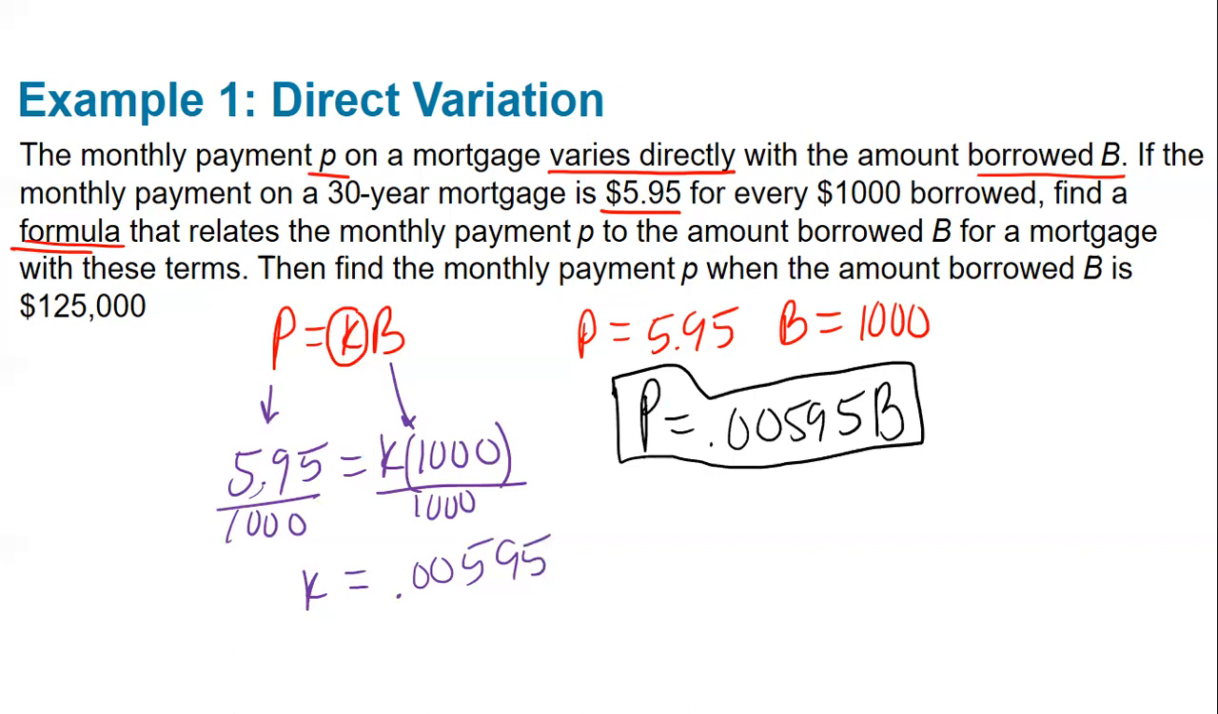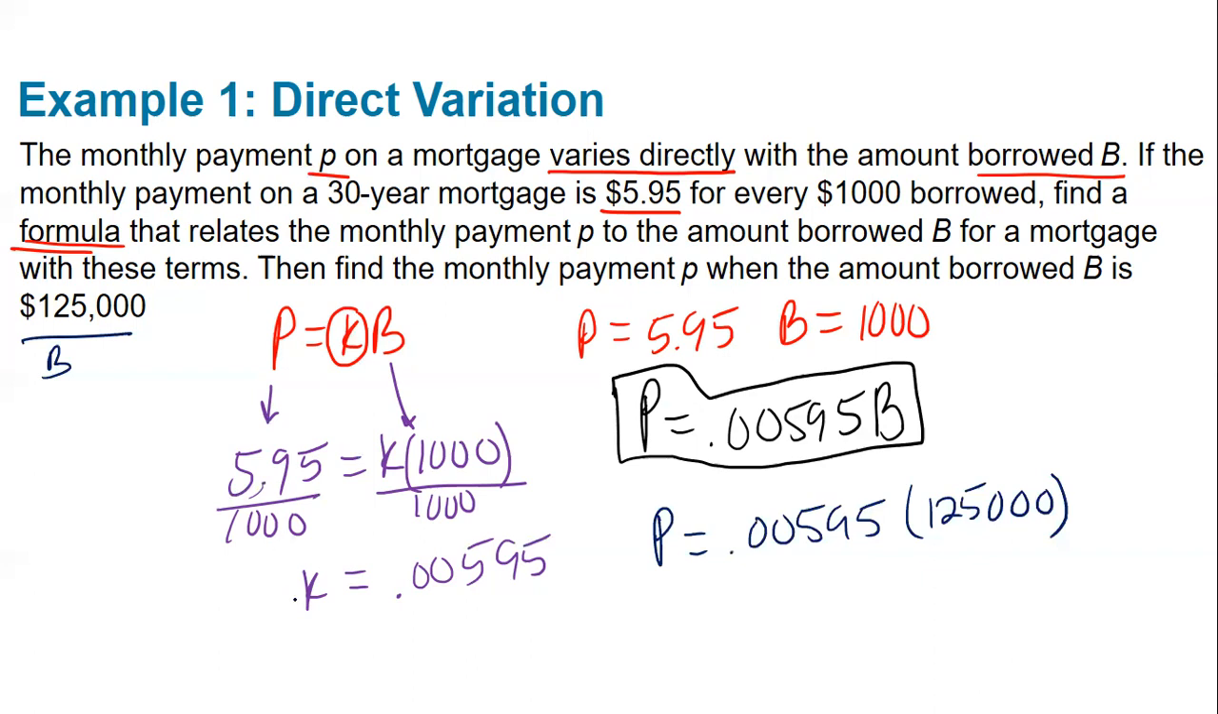Now it asks, what would be the monthly payment if my house costs 125,000? Can I make a prediction on what a monthly payment would be? Yeah. So it's saying if your B is 125, can you find your P? So P would equal that number times my B, which is 125,000. To calculate that, I just plug it in the calculator.